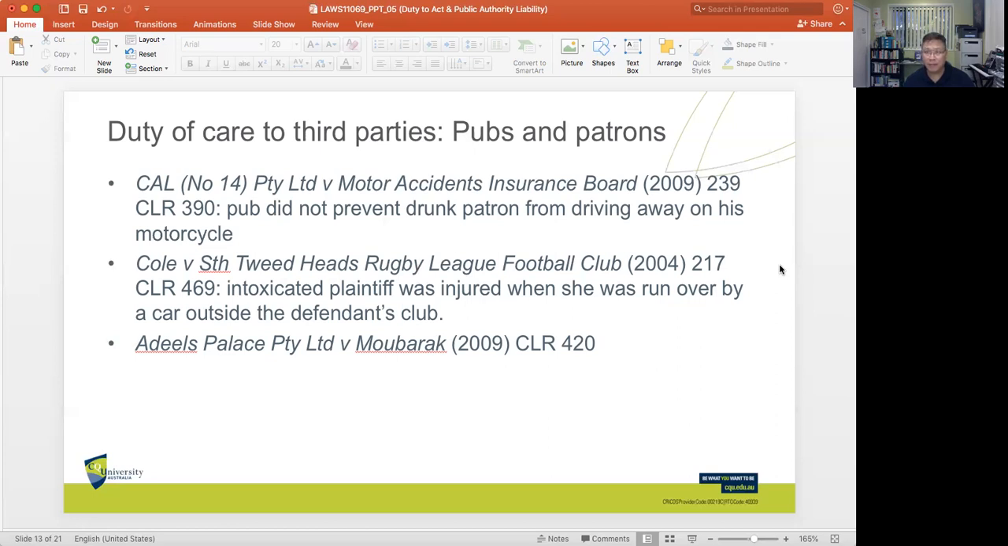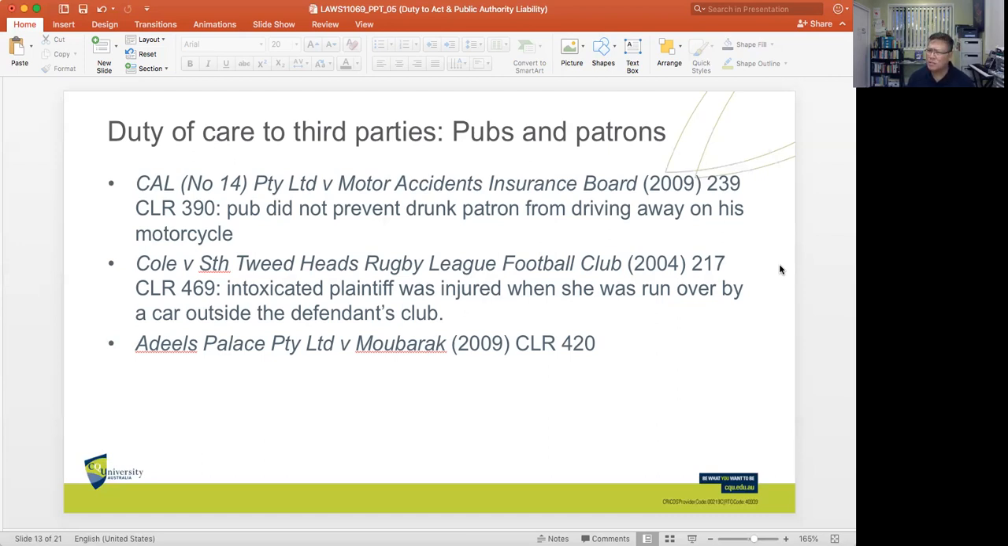And if the pub failed to do that, would it incur liability? Because the drunk patron left and he injured himself and he died, it was now the wife suing on behalf of the husband, suing the defendant. The court ruled that the pub was not liable under the circumstances. The court ruled that yes, there could be a duty of care on the part of the pub to third parties, but not under the circumstances, because what exactly was the pub meant to do?